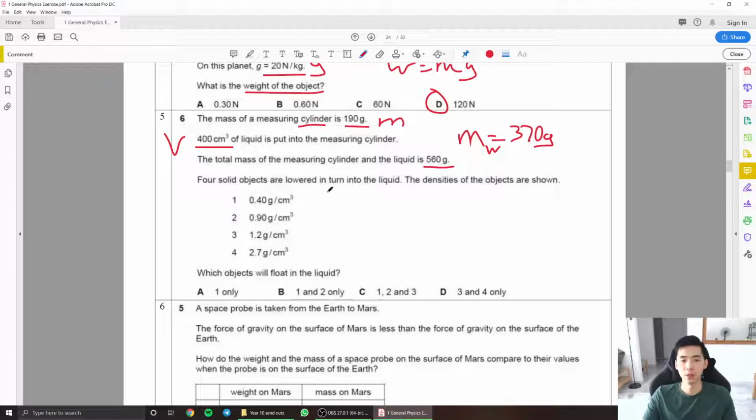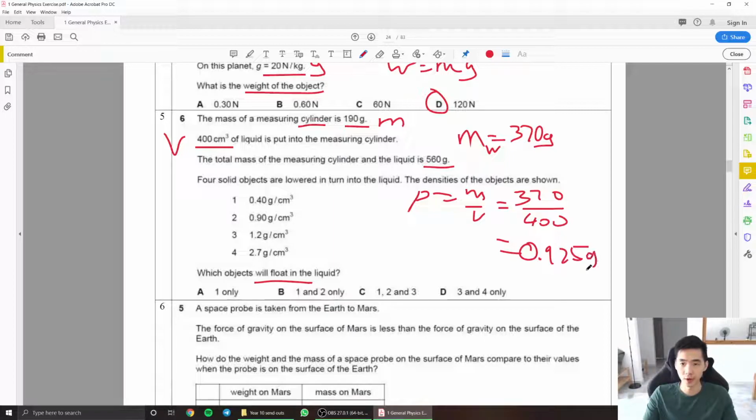4 solid objects are lowered in turn into the liquid. The densities are shown. In order to know which one is going to float, they must have a lower density, right? First and foremost, I need to find the density of the liquid. Density is mass over volume. In this case, for the liquid it would be 370 divided by 400. Press that into the calculator. You'll get 0.925 grams per cm cube. Anything that is less dense than 0.925 will float, meaning to say the answer can be none other than A and B, 1 and 2 here.